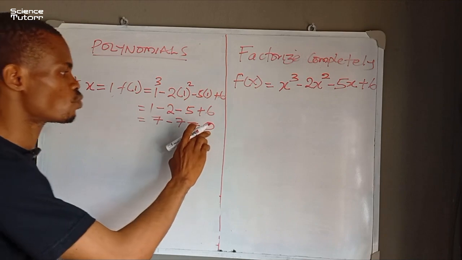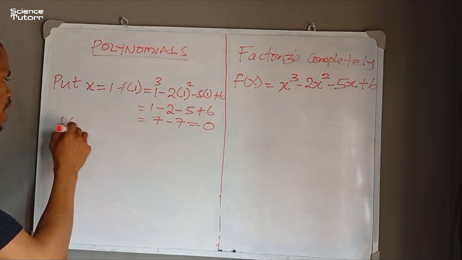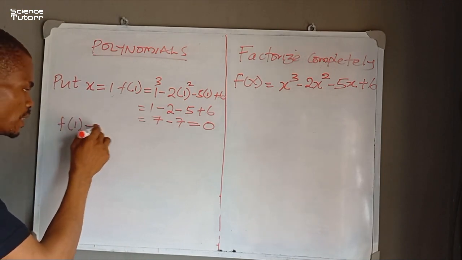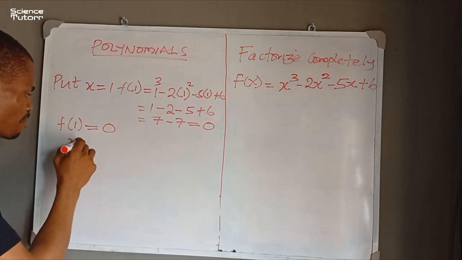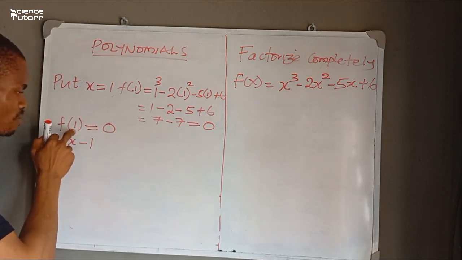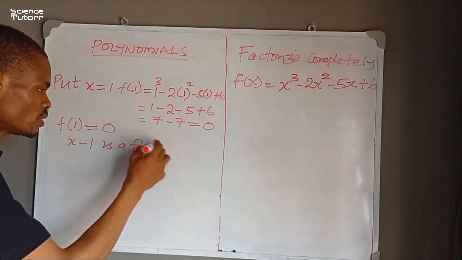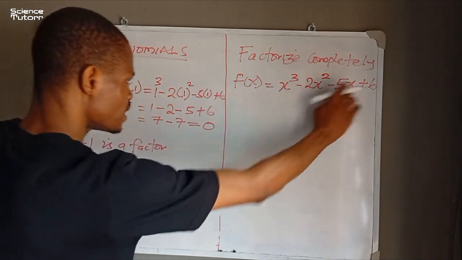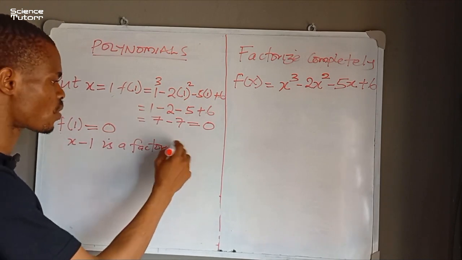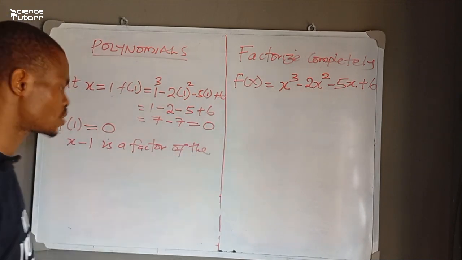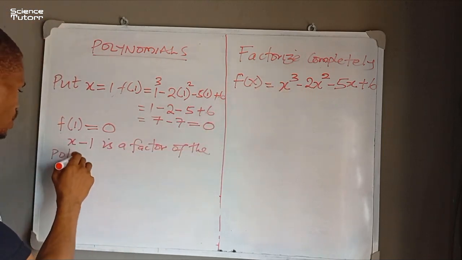Now, for the fact that we are able to obtain the value 0, it simply means f of 1 gives us a 0. That means x minus 1 is a factor. That means the polynomial is divisible by it. So we say x minus 1 is a factor of the polynomial x cubed as shown on the board. So it's a factor of the polynomial stated on the board.